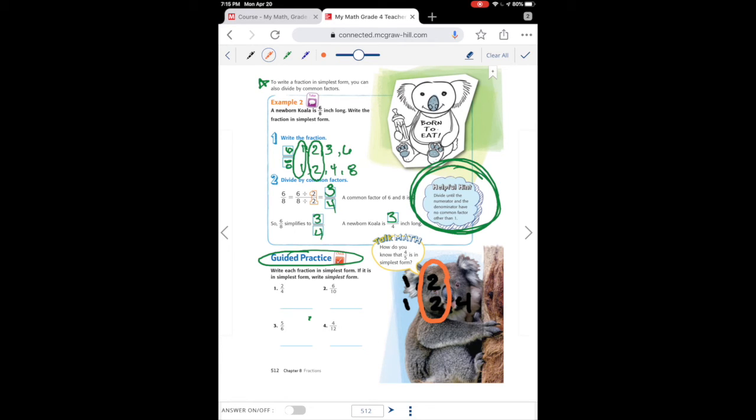2 divided by 2, any number divided by itself is always 1. And 4 divided by 2 is 2. So 2/4 written in its simplest form is 1/2.